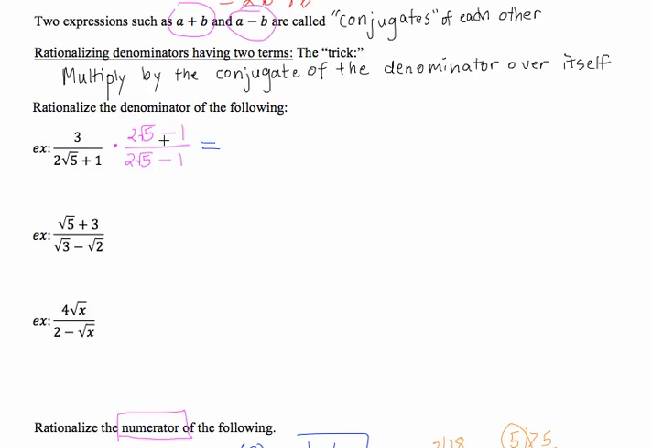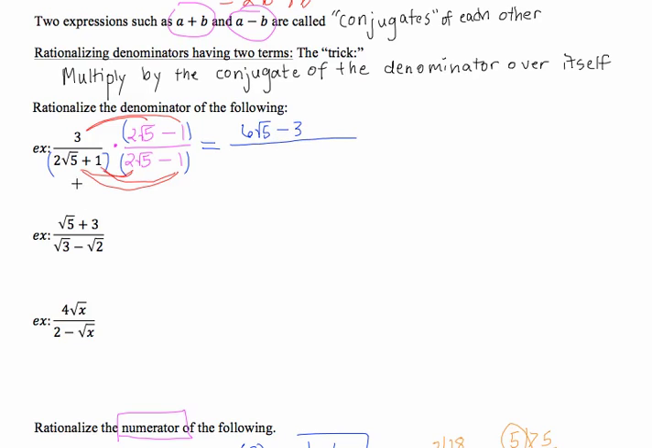Now, it might help if you add parentheses in because you don't want to forget to distribute, and in the denominator you have to actually FOIL. We have two binomials being multiplied. So in the numerator, don't forget to multiply that 3 out over both terms, and in the denominator, we'll FOIL there. So in the numerator, we have 3 times 2 radical 5 will give us 6 radical 5. And then 3 times negative 1 is minus 3.